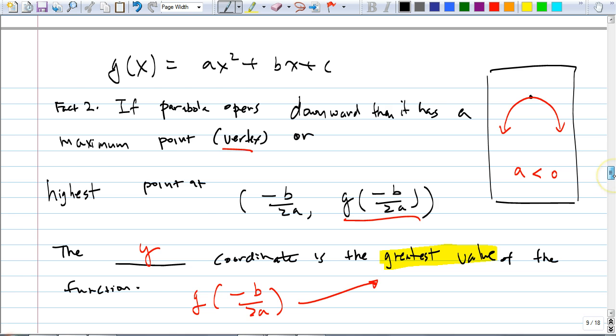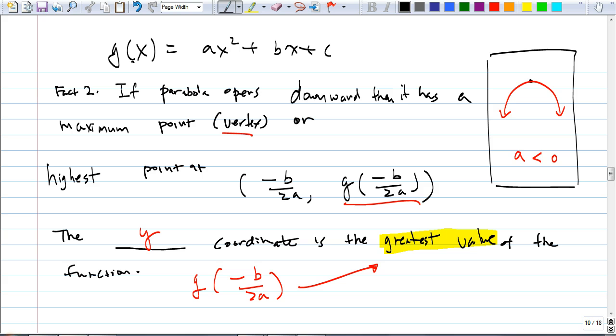It's the same exact thing. I call it g of x now because it's a different function. So if the parabola opens downward, then it has a maximum point, vertex or highest point at -b over 2a comma g of -b over 2a. That's just nothing more than the y value of that vertex, right? Does that make sense? How do you figure out the y value? You plug into the function. Then the y coordinate is not the least value anymore. It's the greatest value. So that's the only difference. And how do we know it opens downward? When a is what? Negative. Okay, there you go. Write it down. I'll give you time to write it.